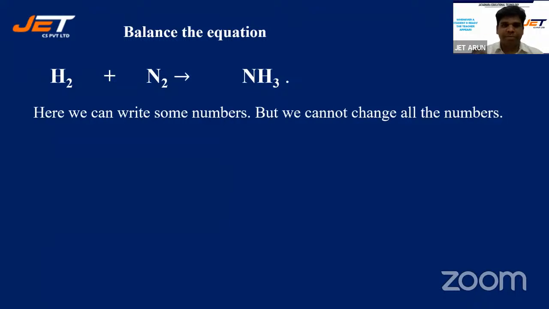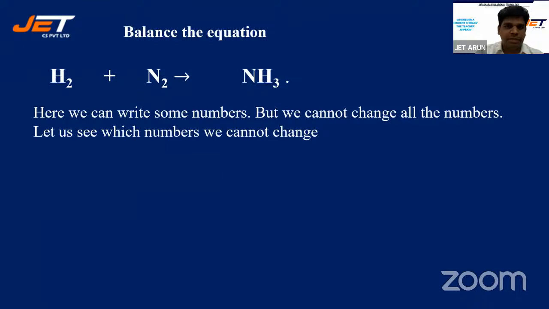Here, we can write some numbers as coefficients, but we cannot change any number we like. Let's see which numbers we cannot change. H2 means a molecule. H and H are bonded. N2 is also a molecule. NH3 is a molecule. So here, I cannot change the subscript 2. It's very important. You cannot change that 2 and make it 3 to make the atoms on the left-hand side and right-hand side equal. That's very important. That's a molecule.